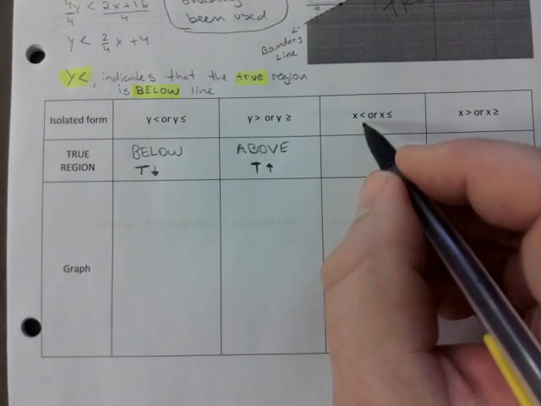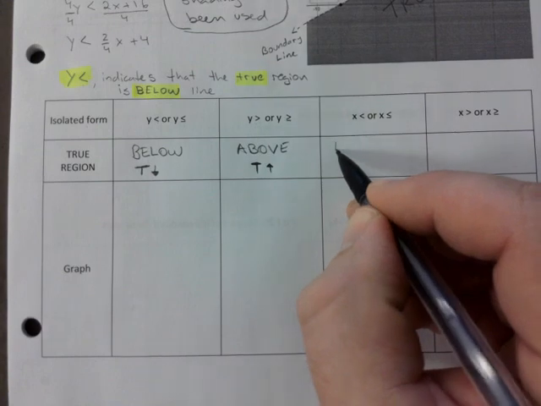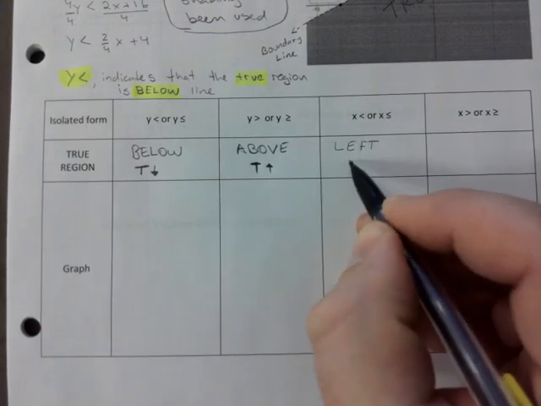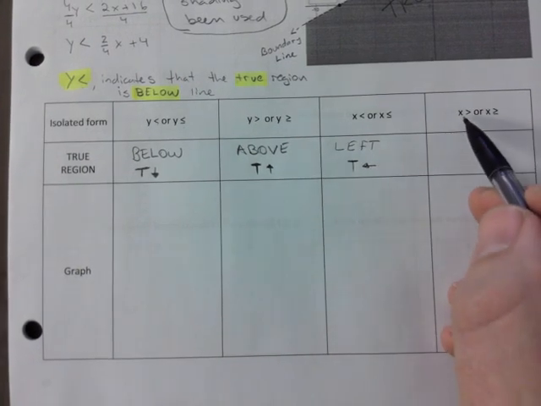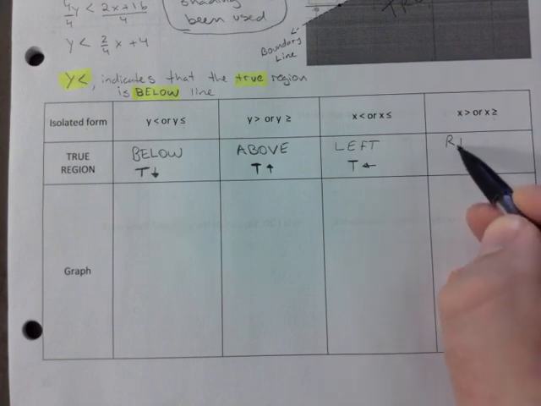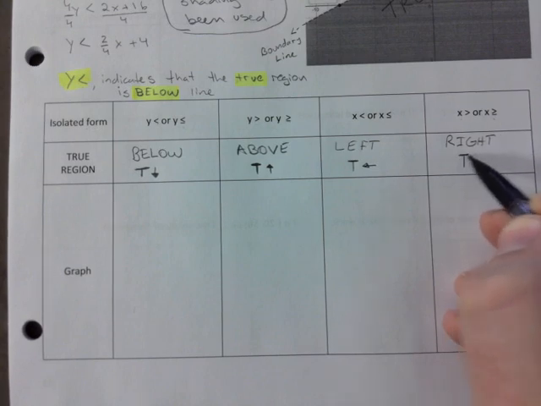When x is less than or equal to, less than, it would be to the left. So true region is to the left. And if it's x greater than or equal to, you would say right. The true region is found to the right of the line.